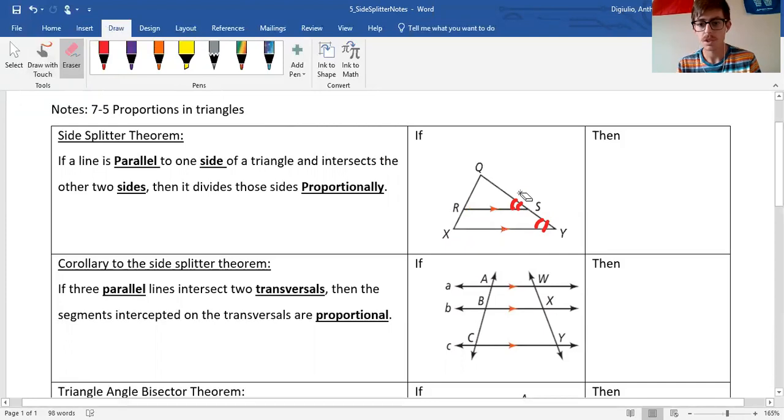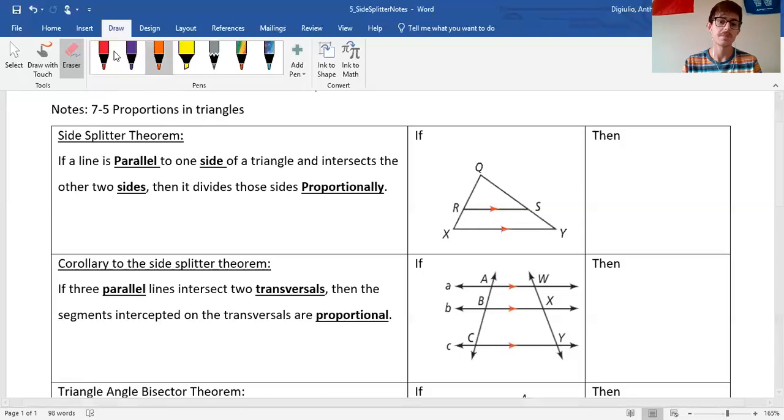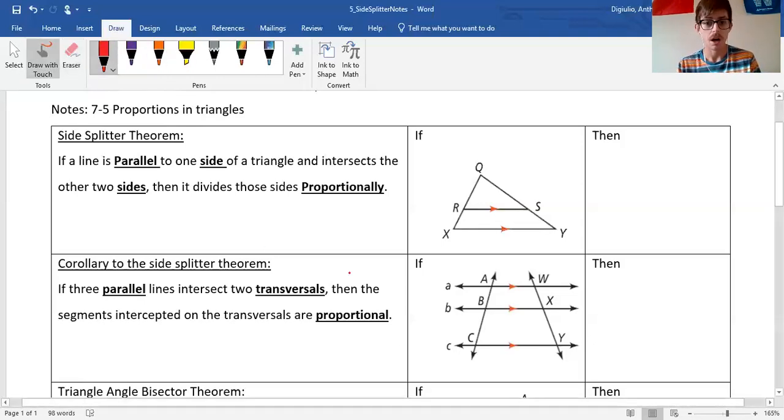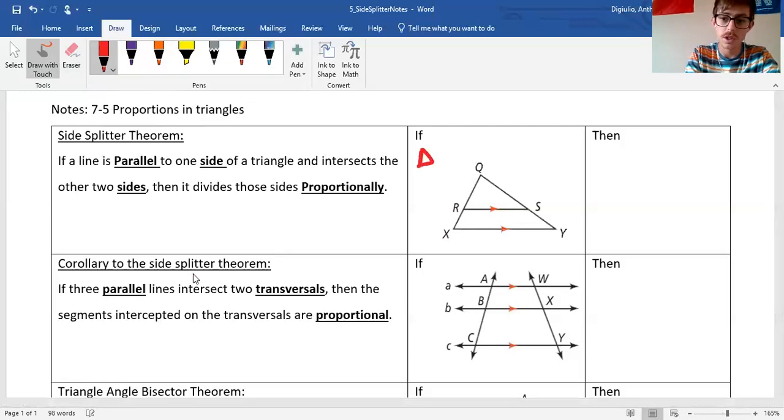The main point that I wanted to get to was if you have this happen where you have a line that is parallel to one of the sides of the triangle, as RS is, and intersects the other two sides, that gives us two triangles. So triangle RQS is similar to triangle XQY. And the reason I bring that up is if we know that those two triangles are similar to each other, we know that the sides are proportional. So it actually gets a little easier than that.